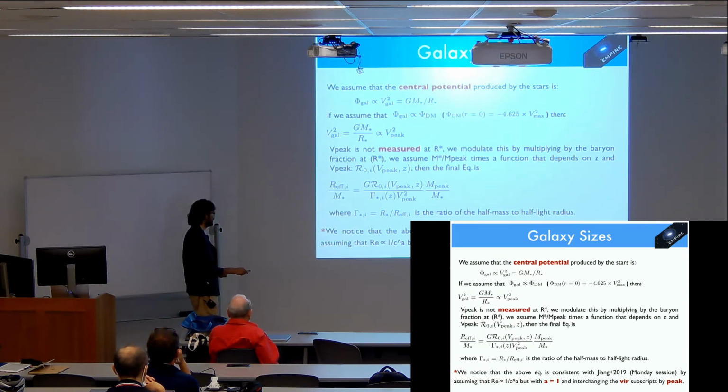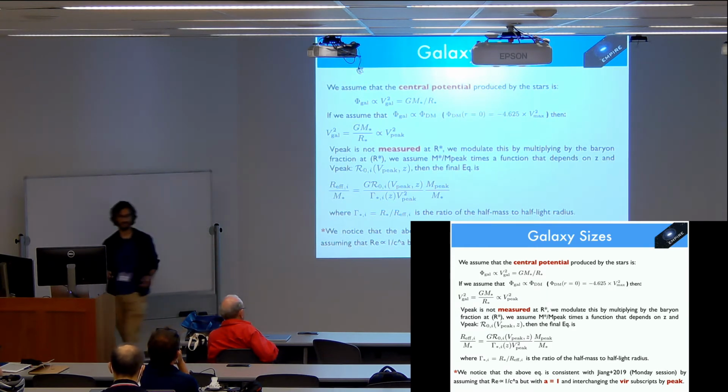Now, we notice that this equation is very consistent with the Yang 2019 model, which Fangzhou described on Monday. It is consistent in the sense that they assume this form of the galaxy sizes as a function of the concentration, and there the parameter was 0.7, but here we are assuming that it is 1, basically.